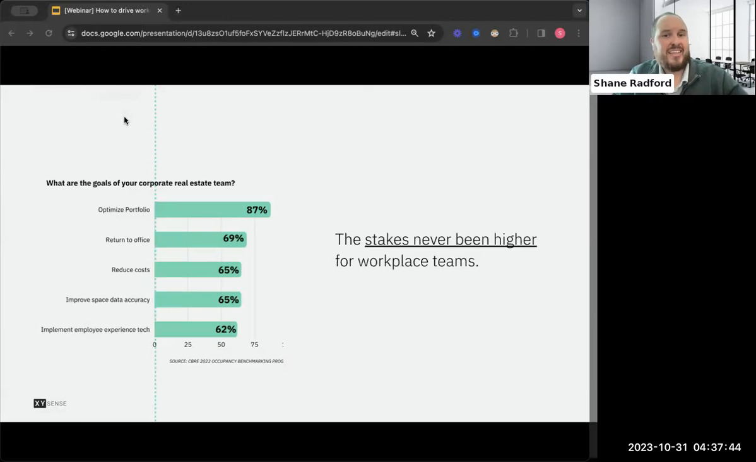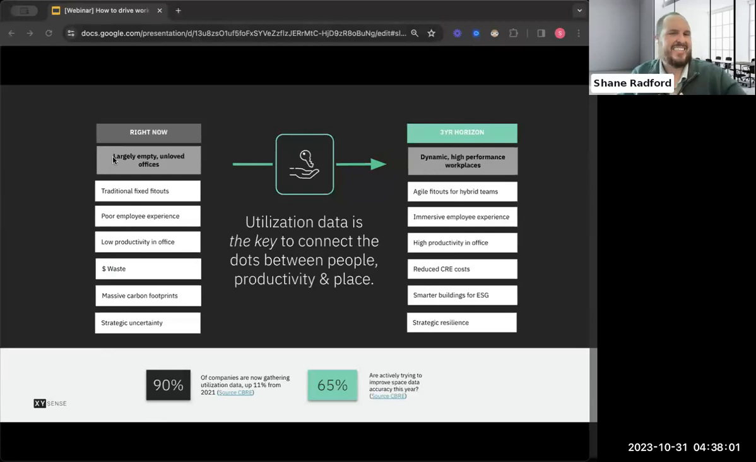With real estate being the second largest expense, only behind payroll for most organizations, these are meaningful projects with significant dollar amounts connected to them. However, business leaders have struggled to get their hands on the right data to inform their decision making. So with high stakes to create dynamic, high-performing workplaces, real estate leaders are turning to accurate, real-time utilization data to deliver stellar results across their organization.